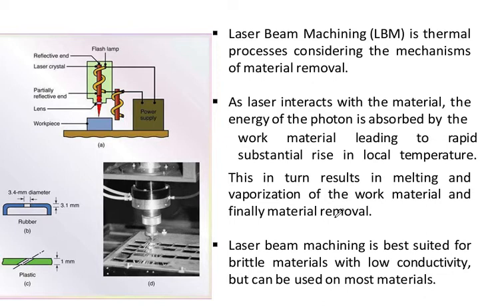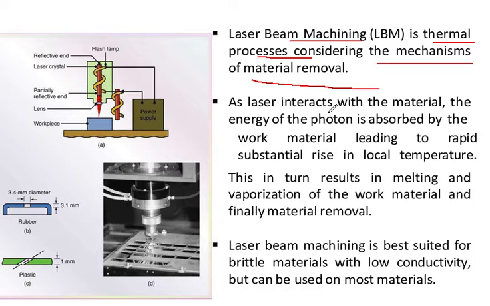Next, the laser interacts with the material. The energy of the photon is absorbed by the work material, leading to a rapid, substantial rise in local temperature. This in turn results in melting and vaporization of the work material, and finally the material is removed. Here, the basic thing I have told you is that laser beam machining is none other than a thermal process. And this is the mechanism for material removal.